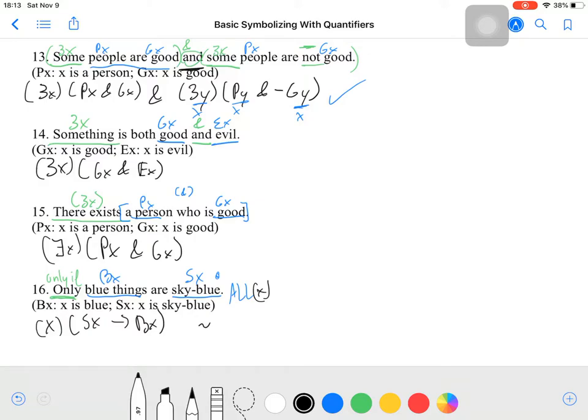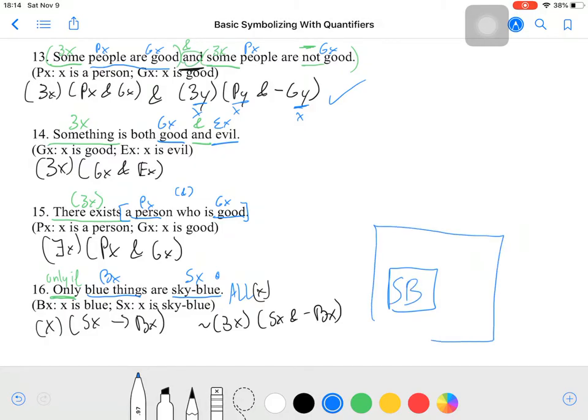We could also write this as, it's not the case that there exists an X such that X is both sky blue and not blue. And we can think of it this way. Let's say here's all the sky blue things. The sky blue things are nested within all the blue things, boxed. So for all of X, let's say X is in here, if something is sky blue, then it must be blue. But that also means that we're not going to have something that is sky blue out here. That's impossible. So it's not the case that there exists an X that is sky blue but not in the blue box.